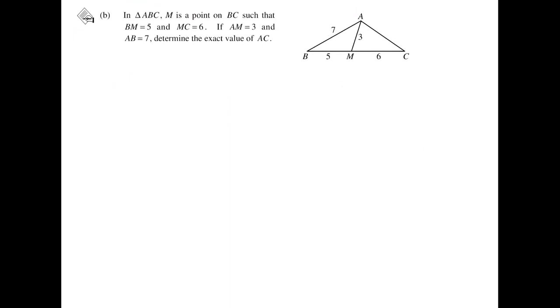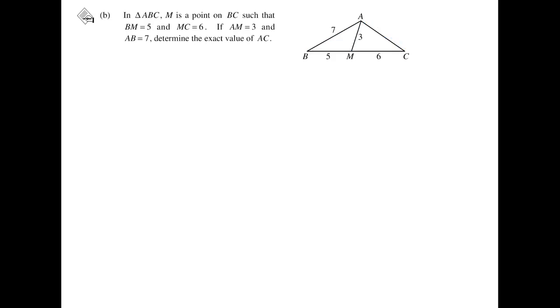Now we move to the next one. In triangle ABC, M is a point on BC such that BM is 5 and MC is 6. If AM is equal to 3 and AB is equal to 7, determine the exact value of AC. So this length right there.